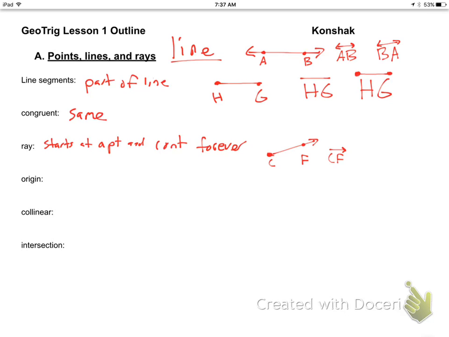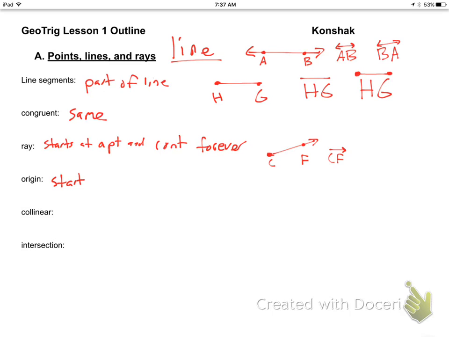Origin. What does origin mean? Origin would be the start. So the origin of the ray CF is C. Is ray CF the same thing as ray FC? Or ray AB is the same as ray BA if I go all the way back up to these guys? No, because they have a different origin. They start in different spots, right?